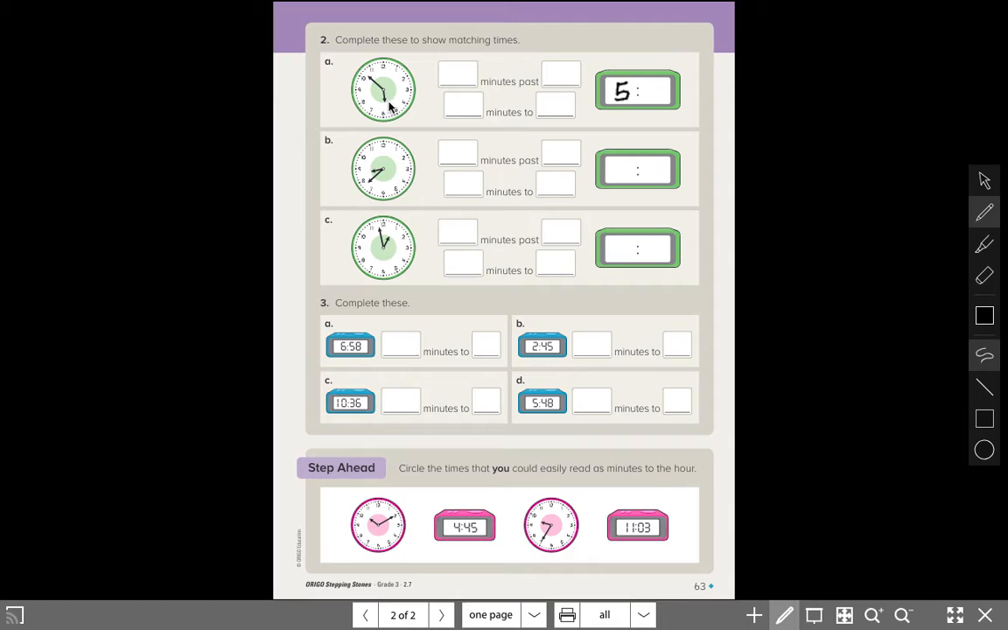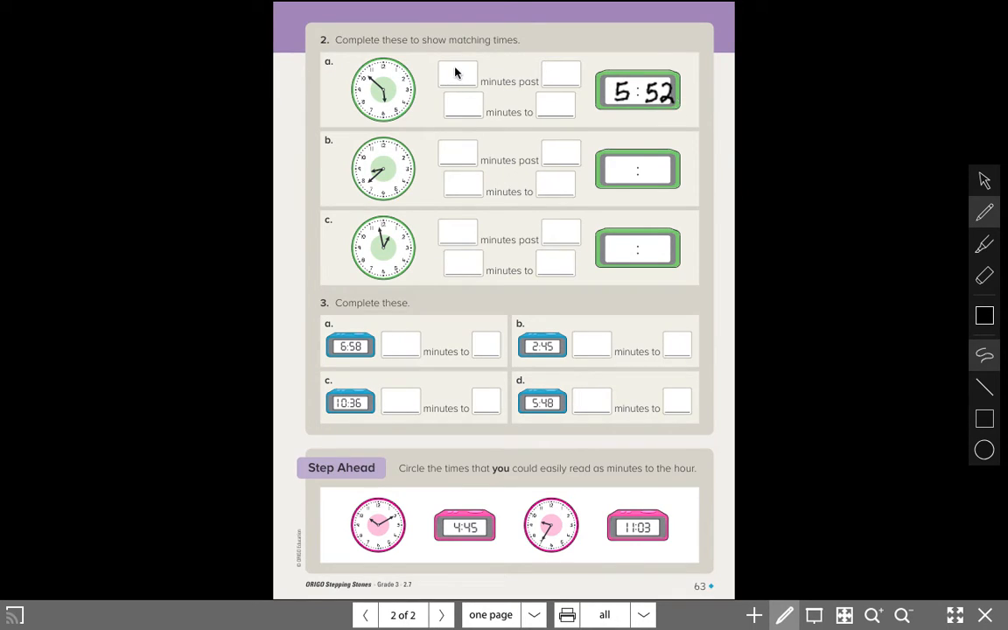All right. Then we look at how many minutes past 5. We started at 12. We go around to the right. 5, 10, 15, 20, 25, 30, 35, 40, 45, 50, 51, 52.